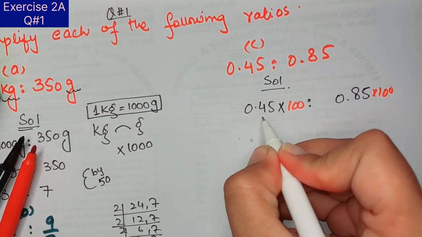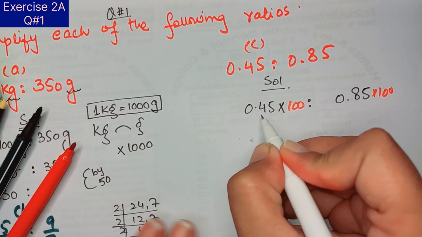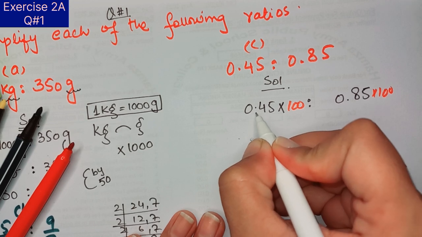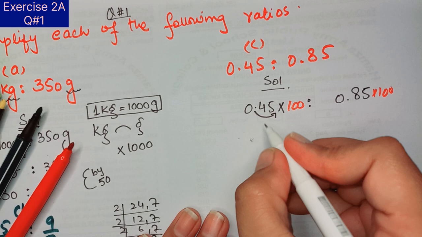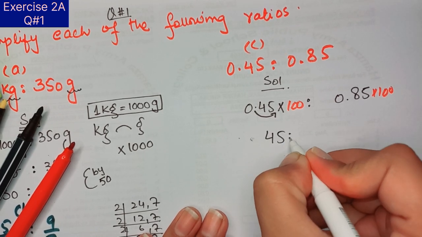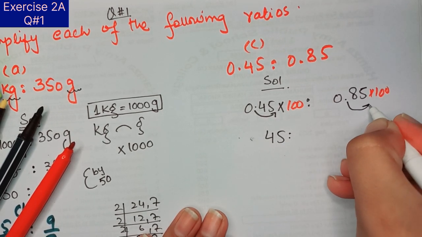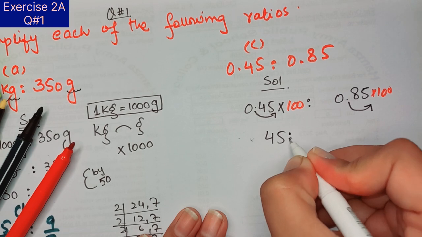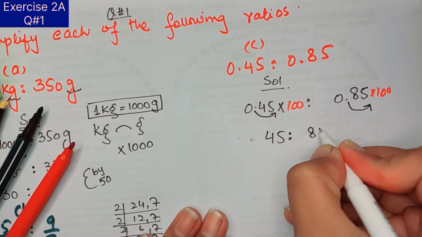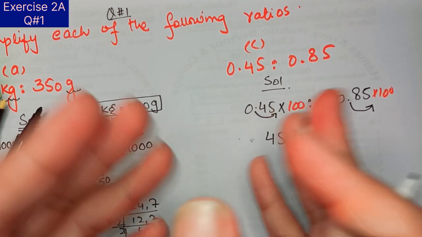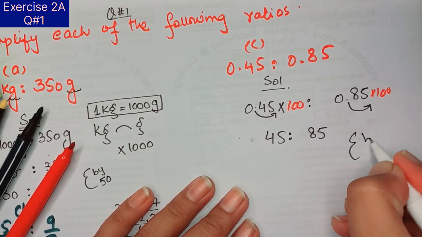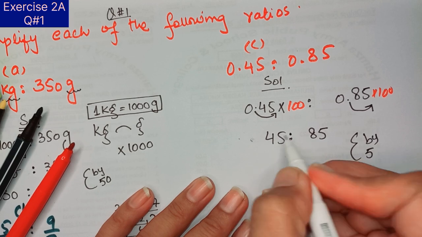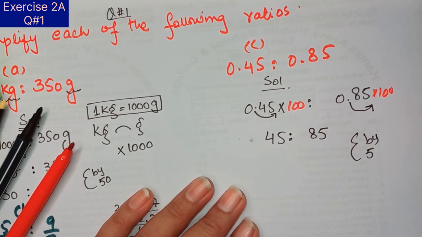When you multiply any number by 100, the point shifts 2 digits right. So it will be 45, and similarly the other will shift 2 digits right. Multiplication by 10, 100 and thousands you have already done. Now we can simplify by 5 because the last digit is 5.